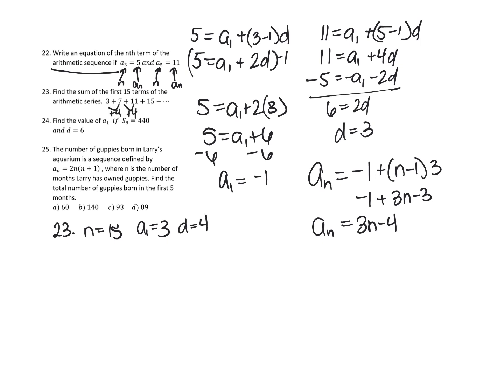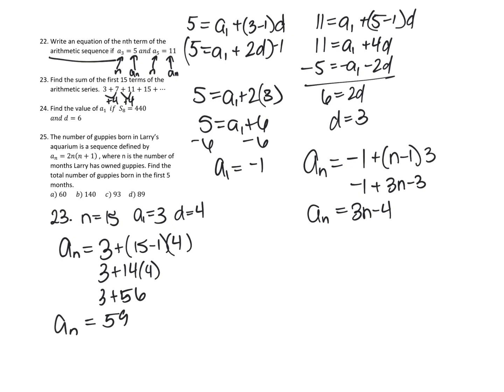So in order to find the sum, I need A1 and An. We're going to plug it into the sequence formula to find our An. So we get 3 plus 15 minus 1 times 4. 3 plus 14 times 4. 3 plus 56. An is 59.